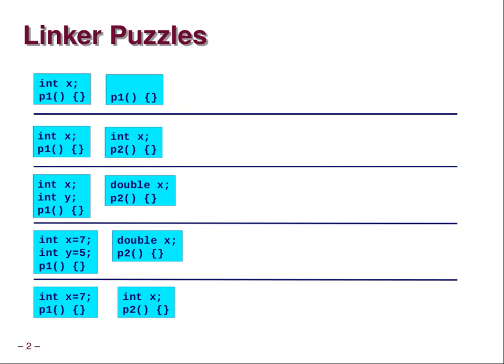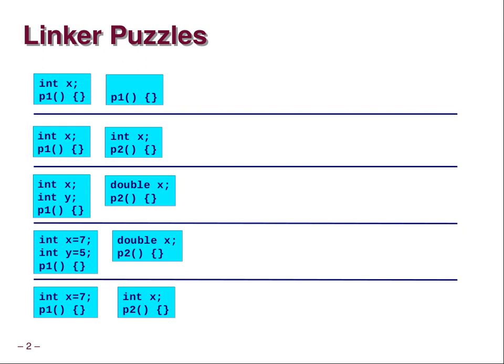Because it doesn't know how to link them. No, just the top line. Because there's more than one P1. So if you called P1, which function would you be calling? It doesn't know, so this is actually an error.